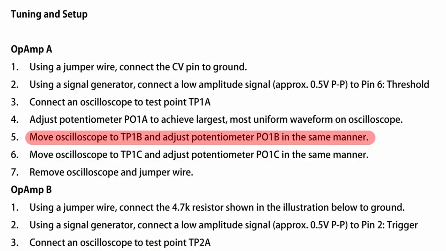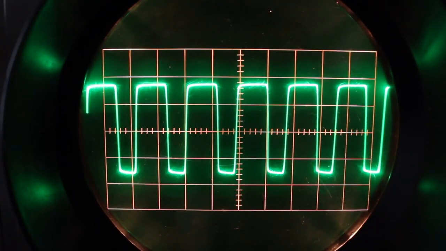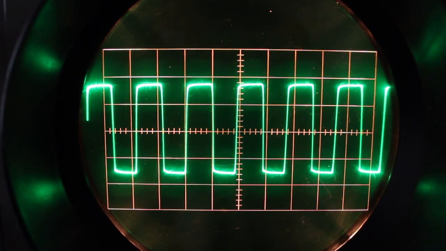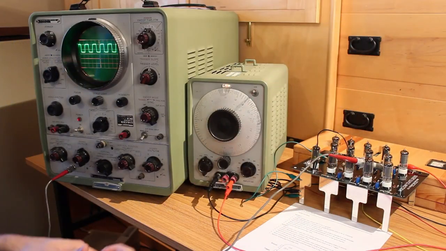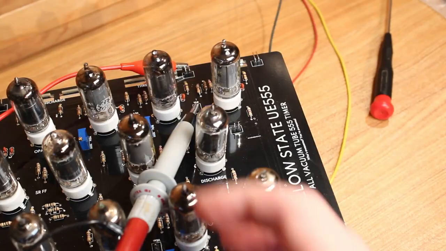So we'll move to TP1B and do the same adjustment on potentiometer 1B. All right, we've already got a really nice square wave showing up. But I'm going to give the screwdriver a little bit of a spin here to see how we can adjust it. So yeah, we're just going to adjust that so it's just about equal between the two. Nice, pretty square wave coming out there, though. And so I think we can call TP1B adjusted there.